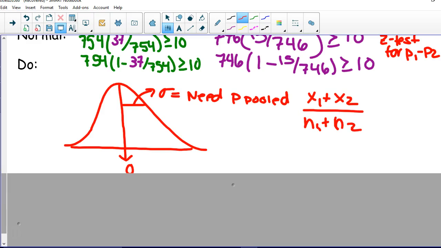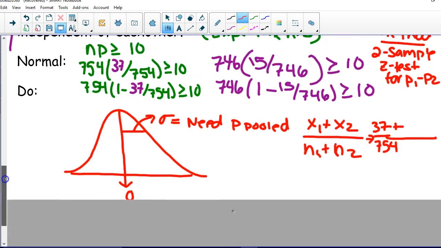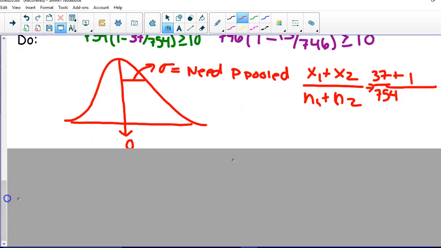So I'm going to take now 37 out of 754 plus 15. I believe it is 13? I can't read my writing. Yeah, it's 15. Plus 15 over 746. So that's going to give me 37 plus 15 is 52 total survivors over 754 plus 746, which is 1,500. Why did I do that? I pooled it together only during the significance test.